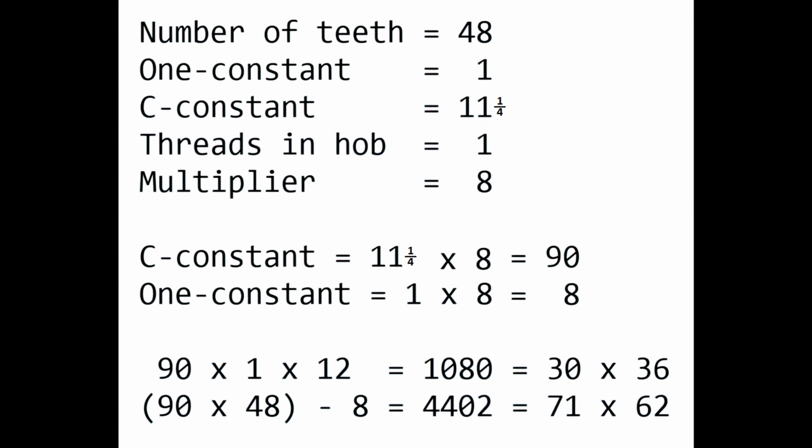The number of teeth is 48. The 1 constant is 1. The C constant is 11 and 1/4. The multiplier is 8. 90 times 1 times 12 equals 1080, with a factor pair of 30 and 36. And 90 times 48 minus 8 is equal to 4402, with a factor pair of 71 and 62.